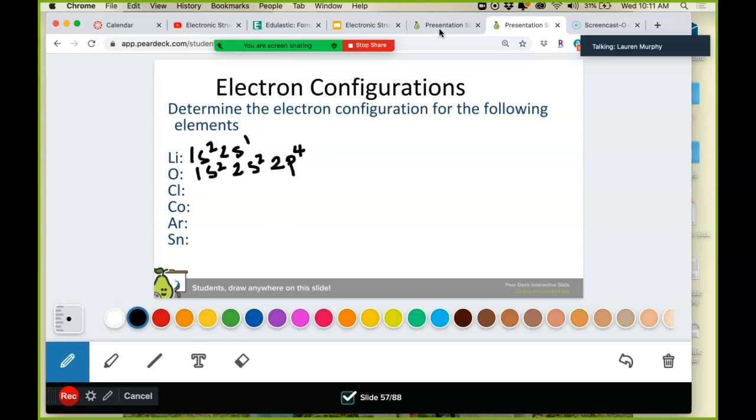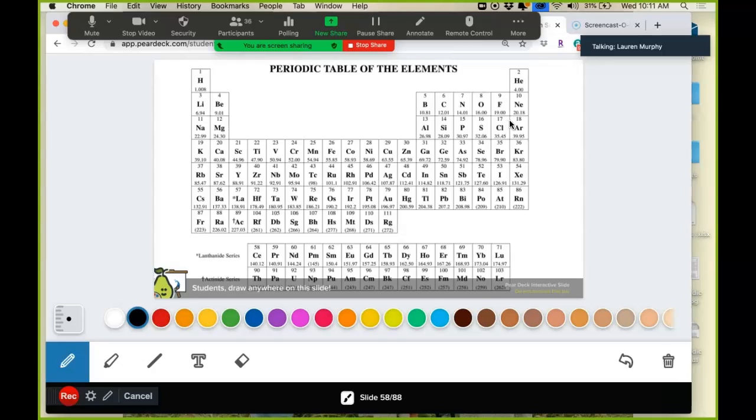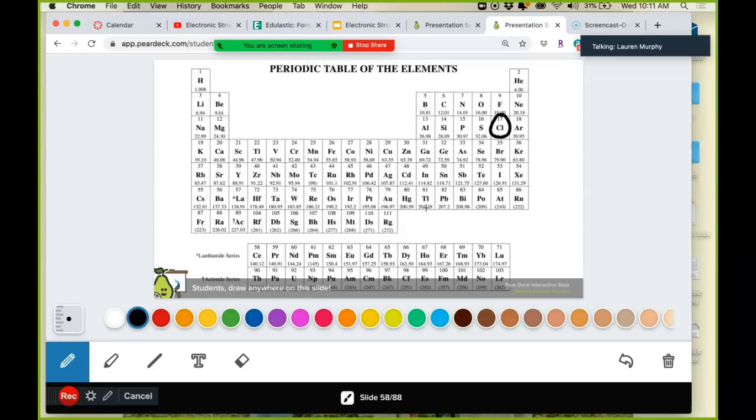Okay, what about chlorine? So chlorine, find it on our periodic table. It's right here. So I have to read my periodic table until I hit chlorine. So energy level 1, S, and there's 1, 2. Energy level 2. S block, and there's 2. Energy level 2 still, but now this is the P block over here. 1, 2, 3, 4, 5, 6. I'm still not to chlorine, so I've got to keep going.